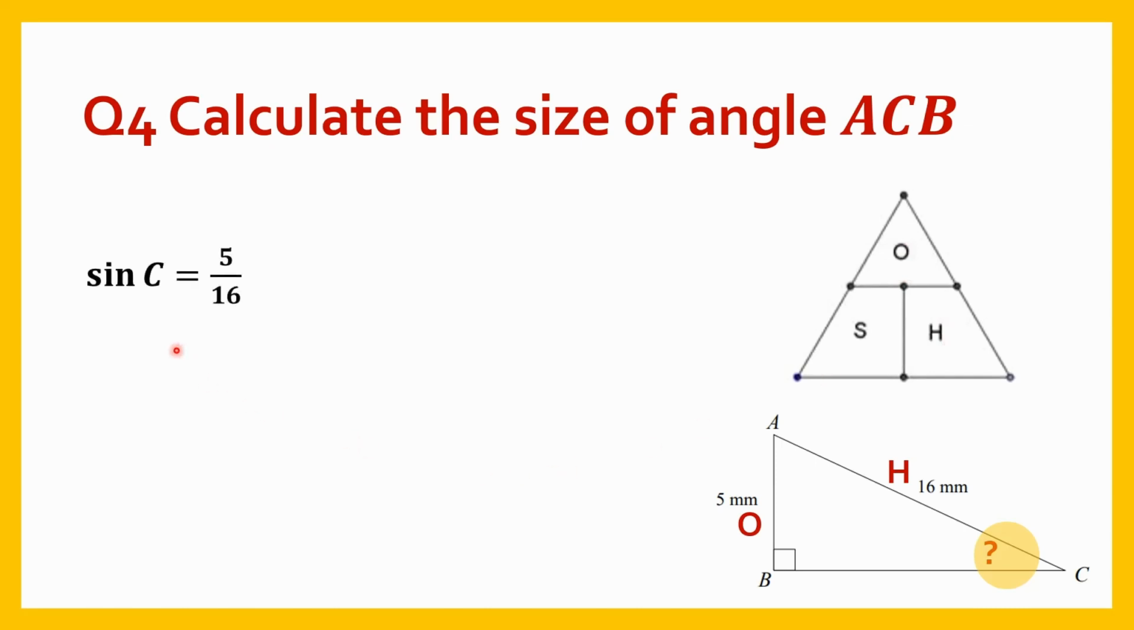Substitute the values: sine C equals 5 over 16. Looking for an angle, we will need to use the inverse sine. Therefore, C equals sine to the power of negative 1 of 5 over 16. Put in the calculator, we have 18.210 degrees with 3 decimal places.